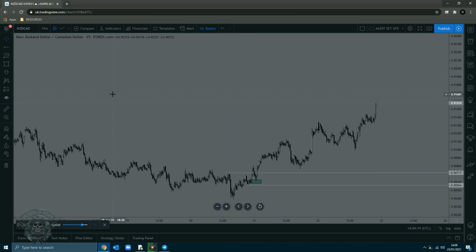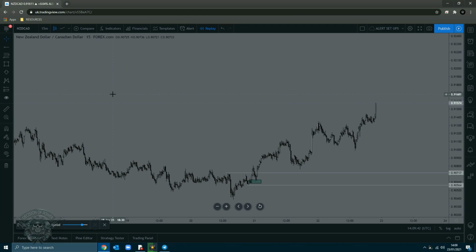Now, like I said at the beginning of this video, this is New Zealand CAD. It's a cross pair, so New Zealand dollar, USD CAD, so New Zealand dollar, US dollar, and then US dollar, Canadian dollar. Them two major pairs make up this cross pair. Okay, so I don't trade this pair, but it does happen in all currencies.